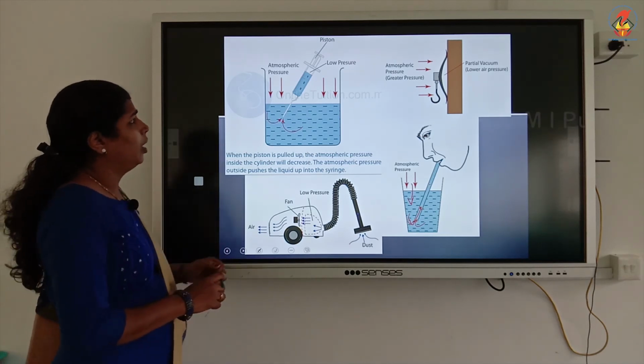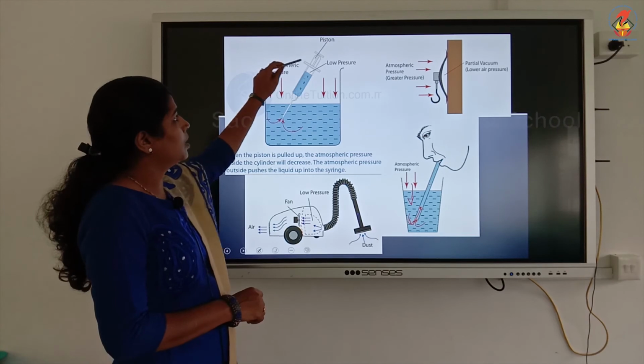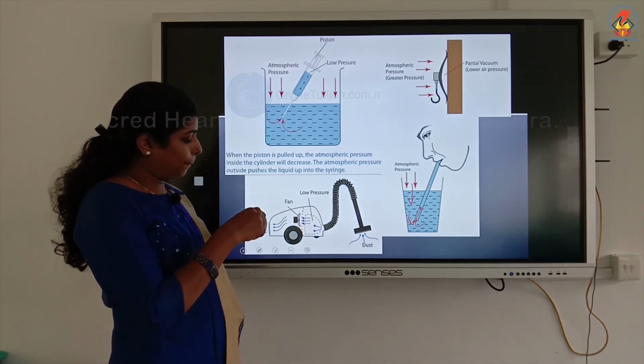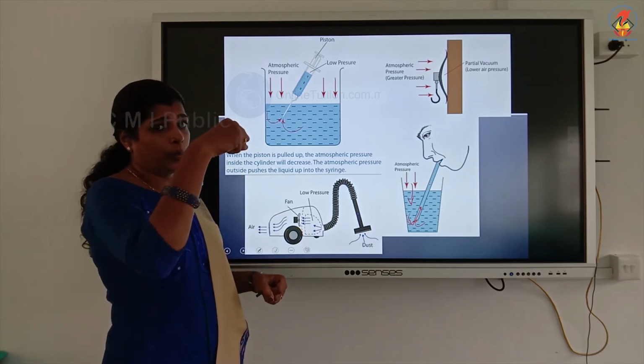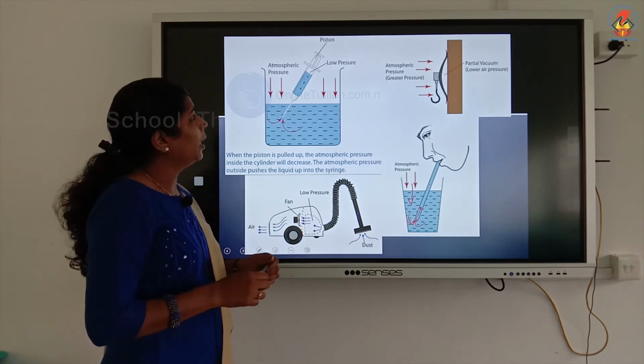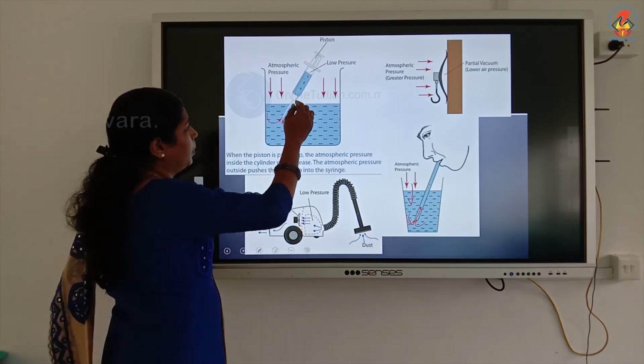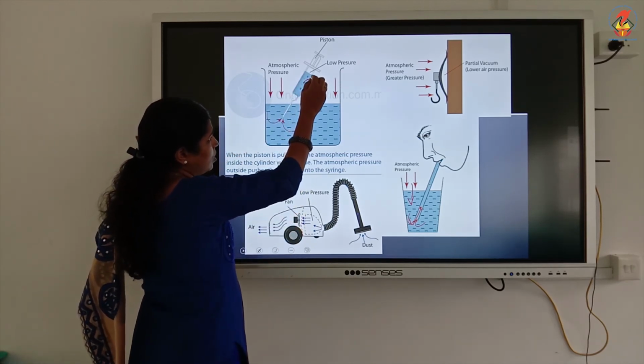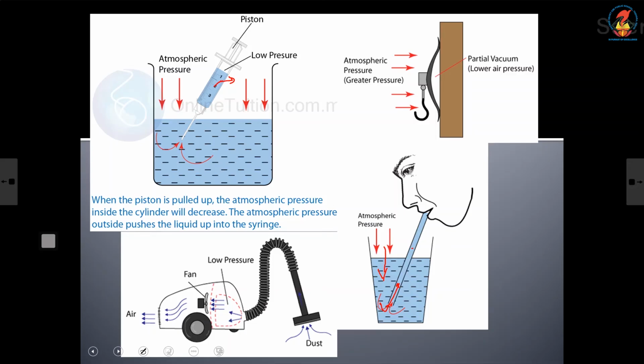The same thing happens in the case of a syringe also. This one is the piston of the syringe. When you release the piston or push it upward, the air pressure inside this region will be low. The pressure acting on the fluid surface is equal to the atmospheric pressure, and that pressure is greater than the pressure inside this portion. Then this fluid will get into the syringe.